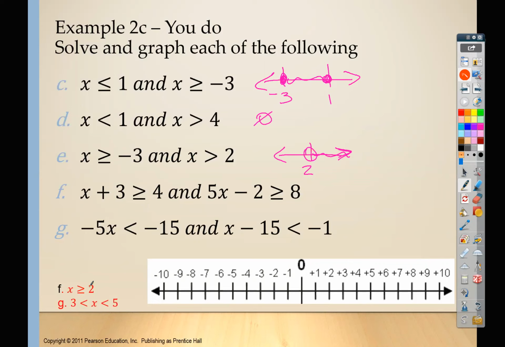F would be greater than or equal to 2, so you just put that. And then G, it's in between 3 and 5. So the graph would look like that.